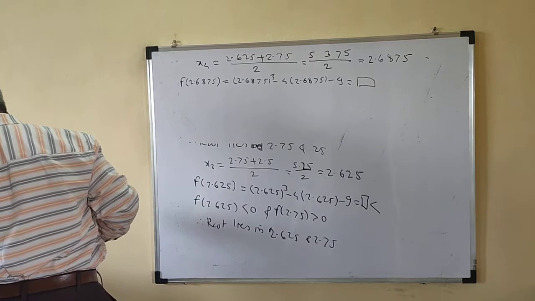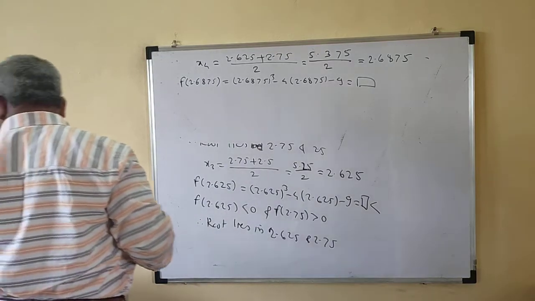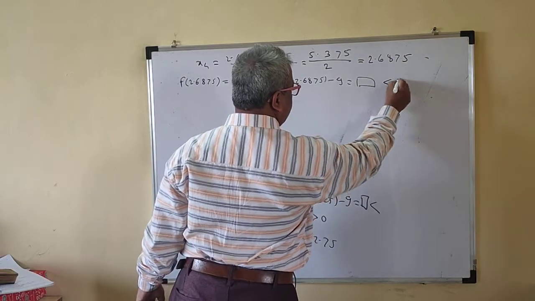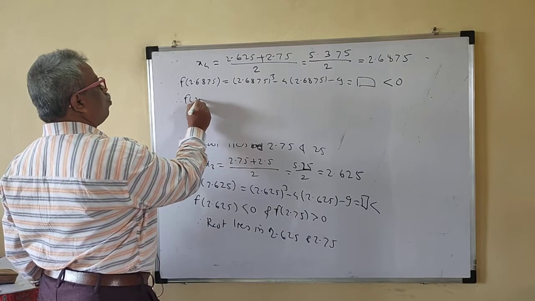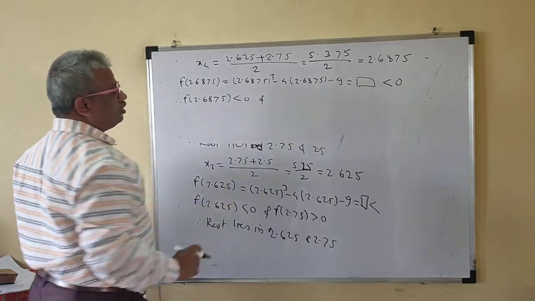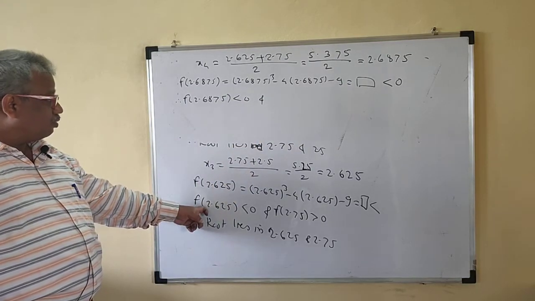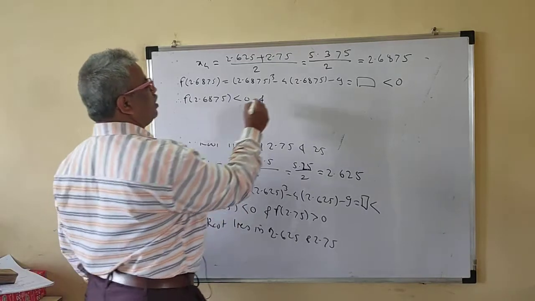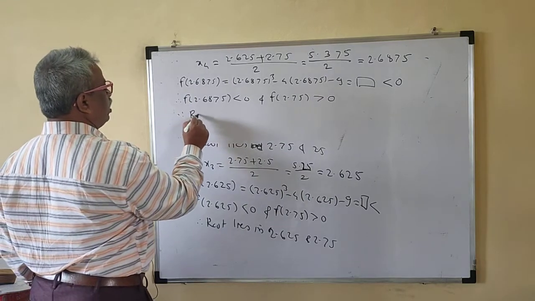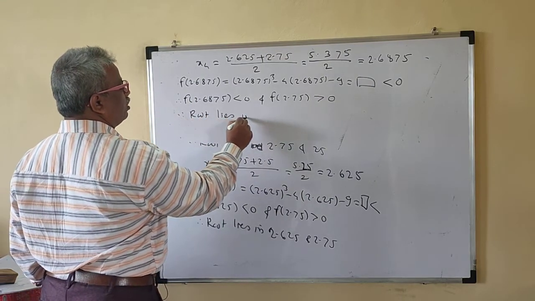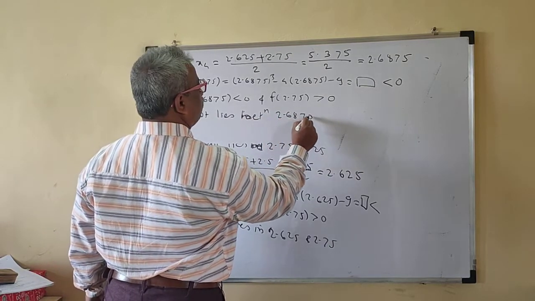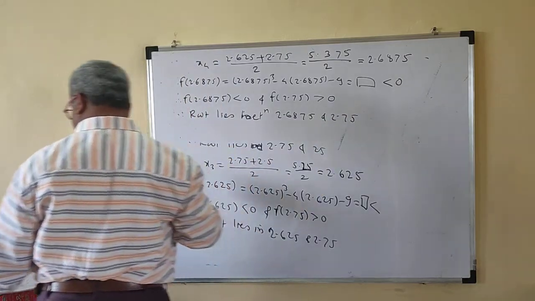Now we check this value is positive or negative. This value is negative now. So therefore f of 2.6875 is negative, and just check the previous one, this is negative, this is positive. So 2.75 is positive. Therefore root lies in between 2.6875 and 2.75.